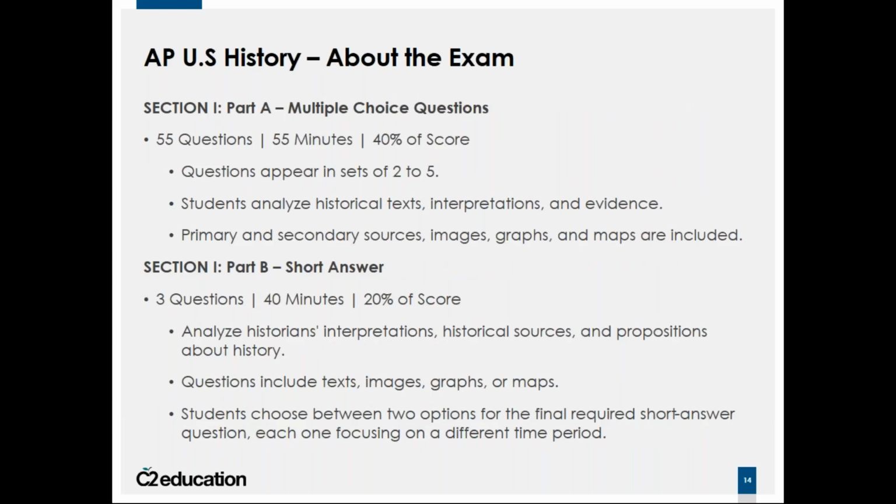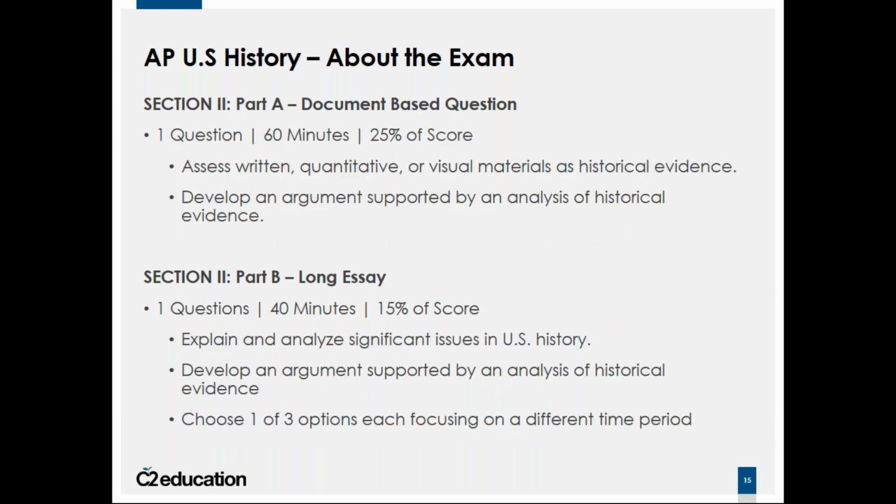Now, US history, almost all of them have the same exam format, so I'm just going to run through these really quickly. The 55-minute, 55-question multiple choice. Again, it is document based, so it's sets of 2 to 5 historical texts. Then there's a short answer, which is 3 questions. It's 2 required questions, then the last one is a choice of 2. That's 20%, 40 minutes. Then part 2, Section 2, are your essays.